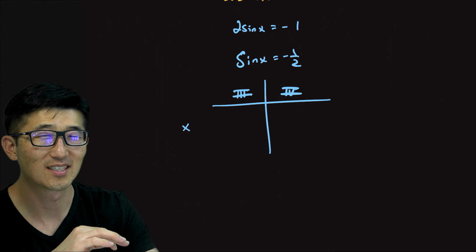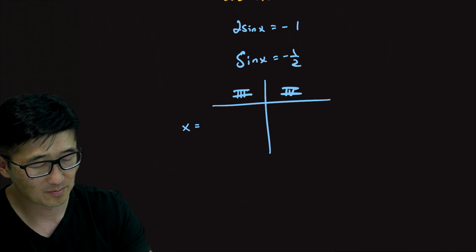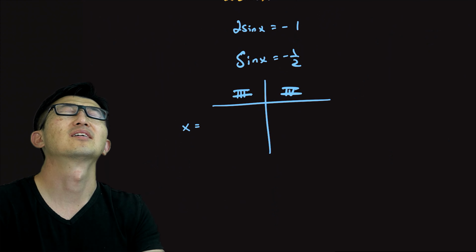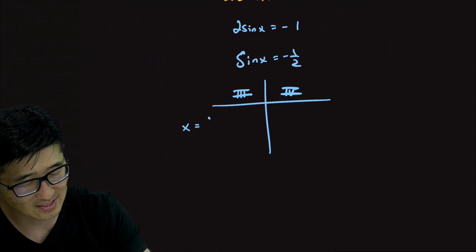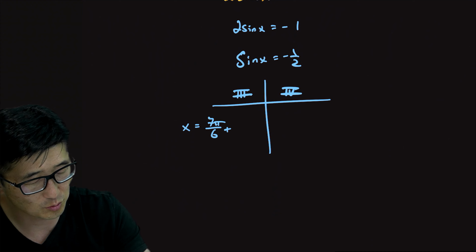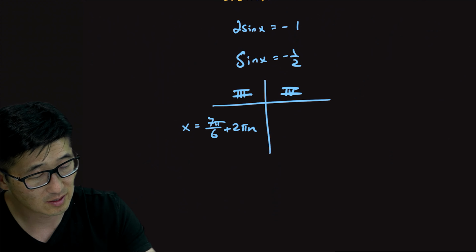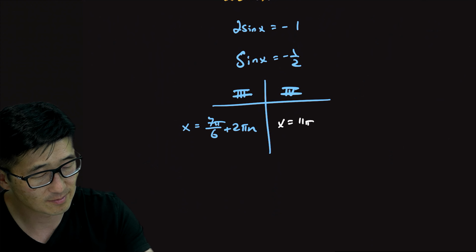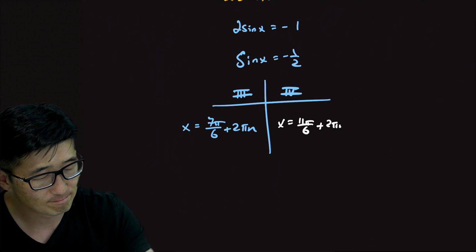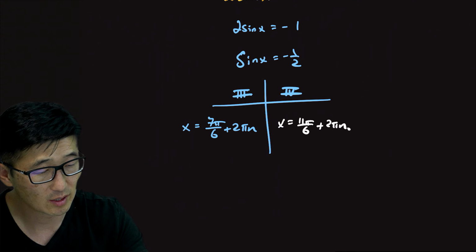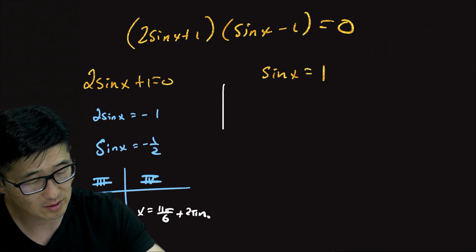But I think it is x is equal to 7 pi over 6 plus 2 pi n. Yes, 7 pi over 6 plus 2 pi n. Thank you. x equals 11 pi over 6 plus 2 pi n. Yes. Okay, so we're done with those two. Now go to the second one.